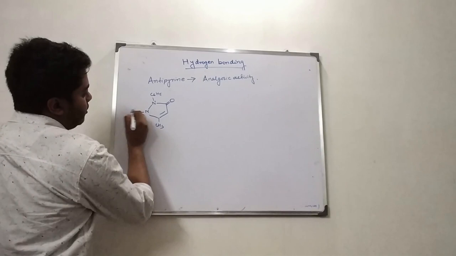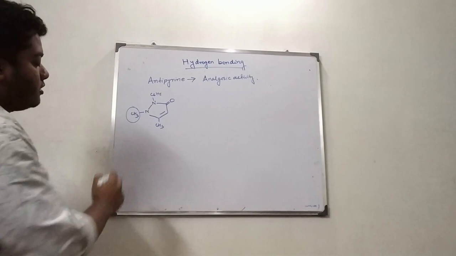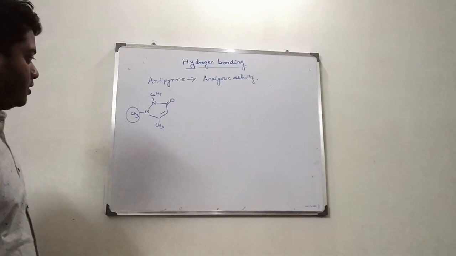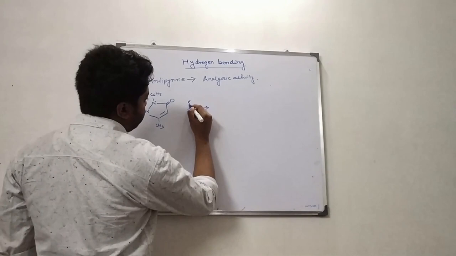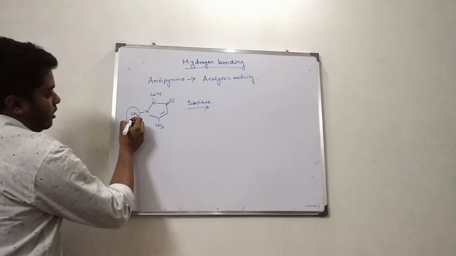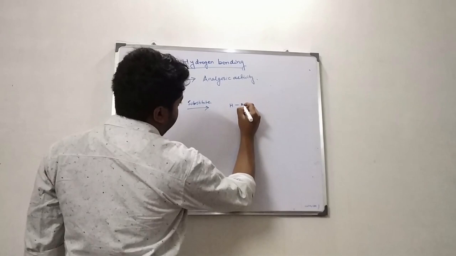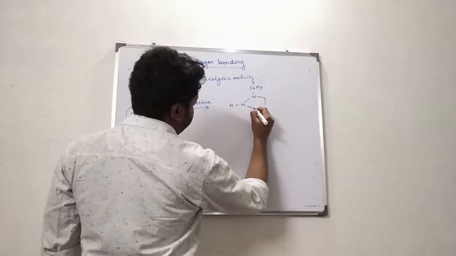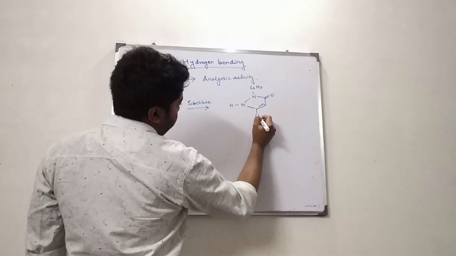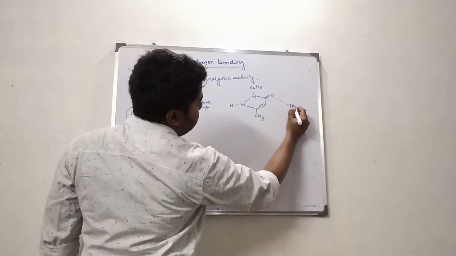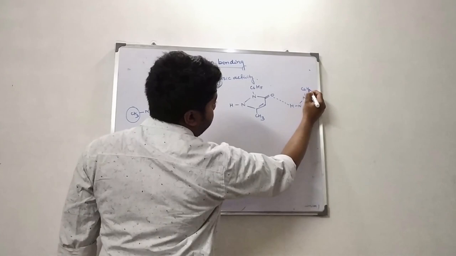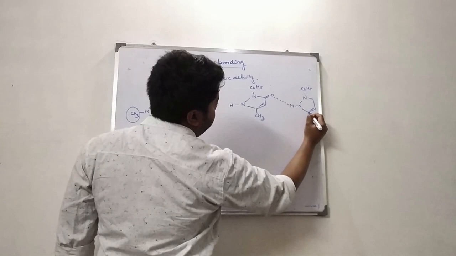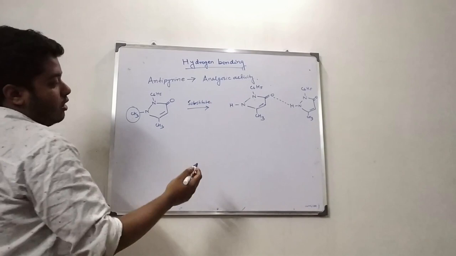So here the chance of intermolecular hydrogen bonding is low because of the presence of this CH3 group. But if we substitute this with H, then we see that the chances of hydrogen bonding increase. So this is also insoluble in water and shows no analgesic activity as antipyrine does.